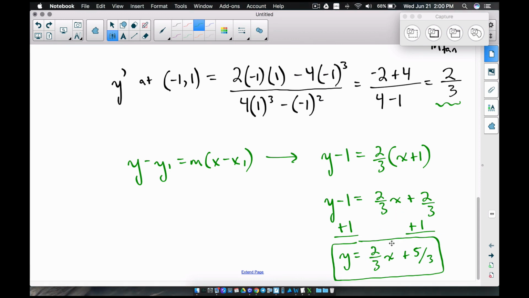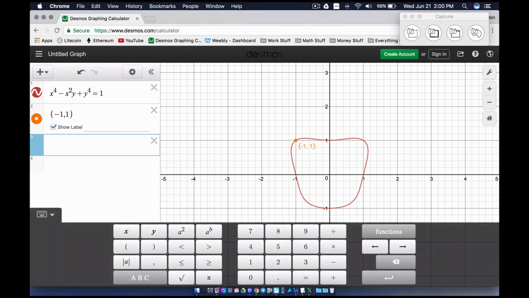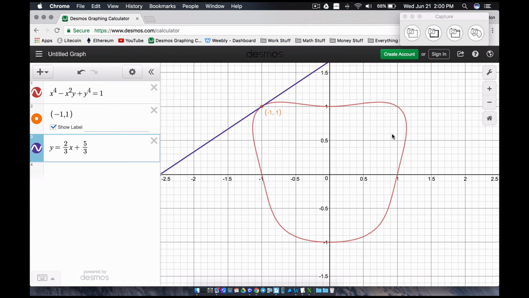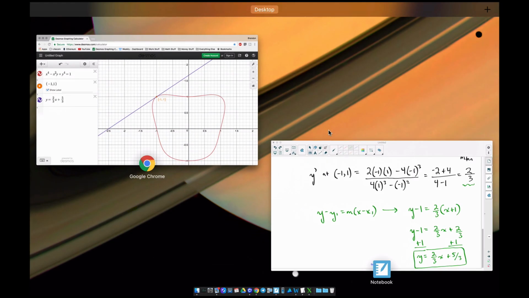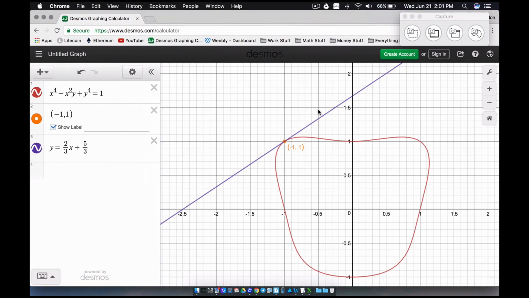So to verify this, the slope's 2/3, the y-intercept's ugly, it's not a whole number. But if we just go back into Desmos and we type in the equation of that line that we just got, so y equals 2/3 x plus 5/3, check that out. So that's that blue line. Ironically, it's the same color as this blue that I had here. But notice that was the line that I was kind of saying we were looking for at the beginning. And notice that is exactly what we have going on there. So that is that line that's tangent to this curve, this weird looking curve, at that point negative 1, 1.